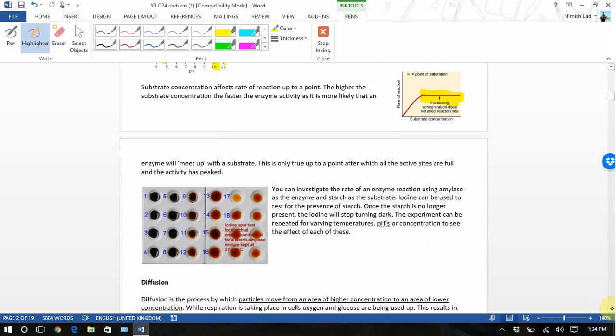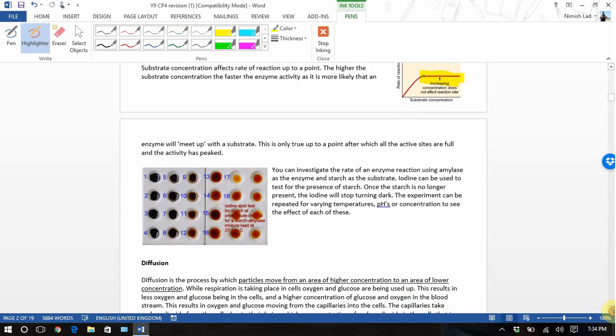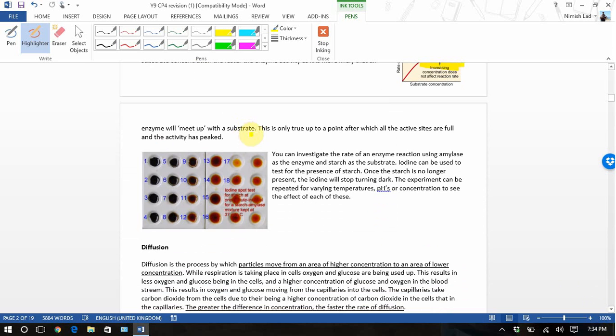So you can investigate the rate of enzyme reactions by investigating how starch reacts with amylase, and you can read through this experiment. You can see that over time it will start breaking down, and there'll be no more starch present.